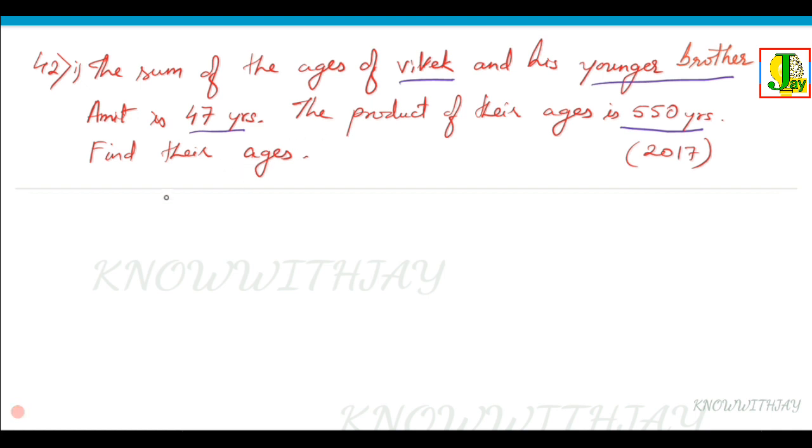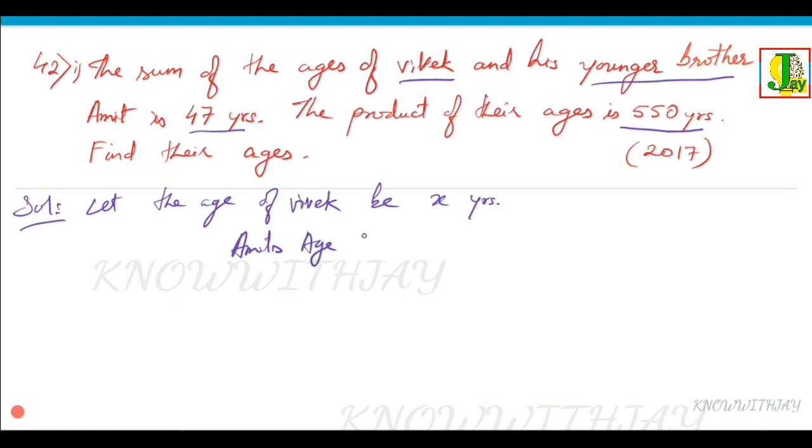For that, let us assume that the present age of Vivek be x years. Now we know that we can use the conditions given here. Younger brother Amit's age and his age when added, so Amit's age plus Vivek's age equals 47. So Amit's age has to be 47 minus Vivek's age, that's x.